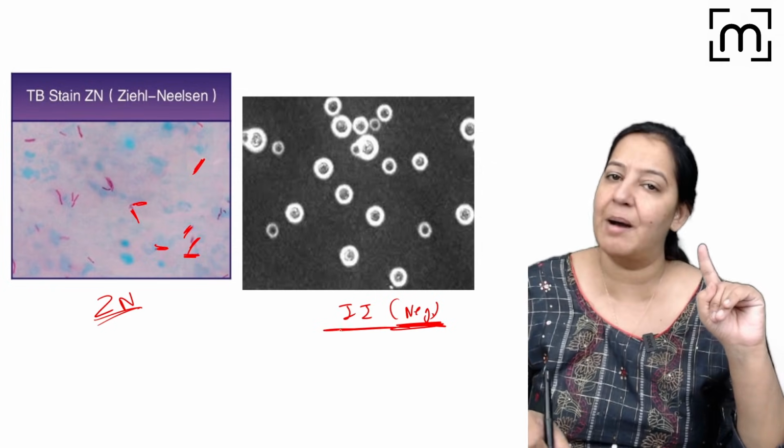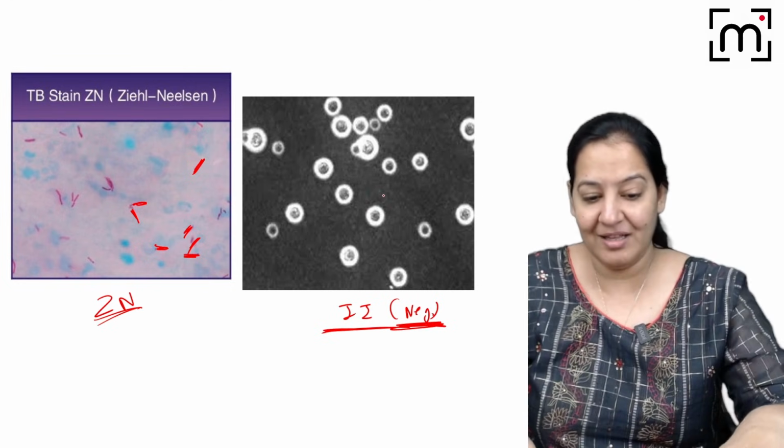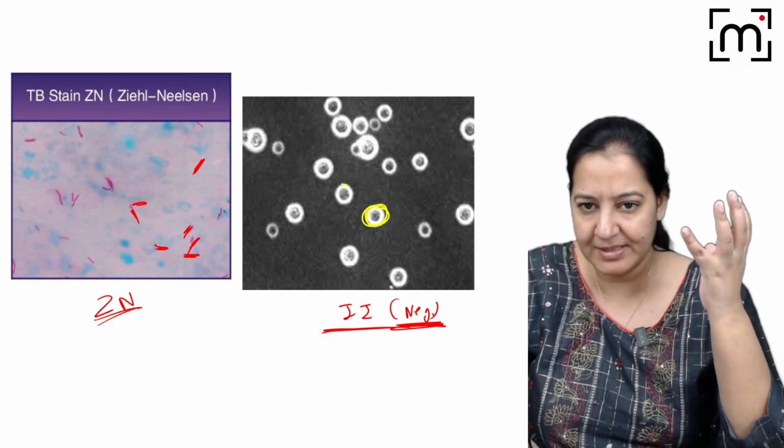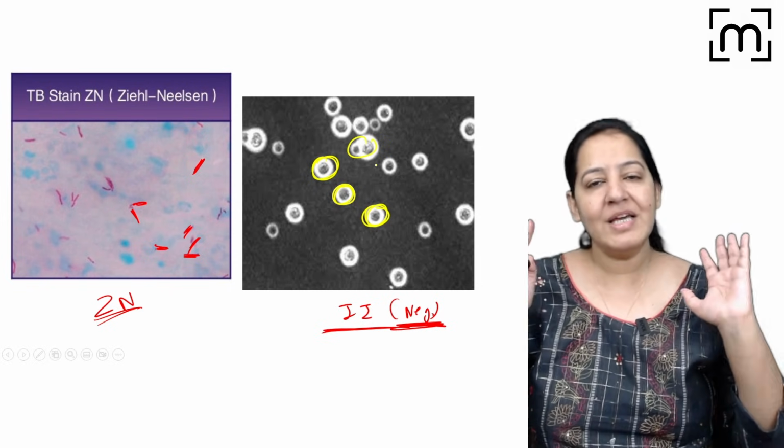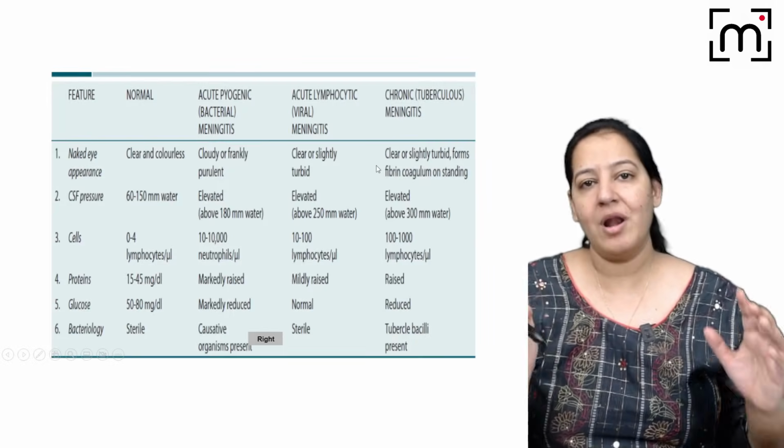One of the negative stain examples is India ink. So you all can see the fungus is standing out. This is the Cryptococcus fungus, the capsulated fungus. It is standing out on a dark background. So these are the special stains. So that's all about it.